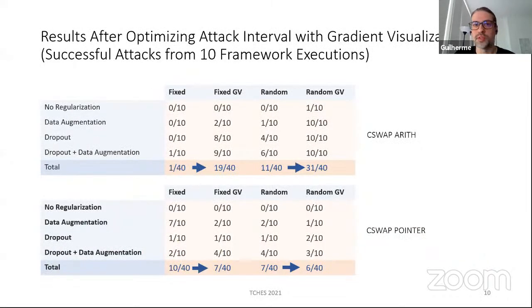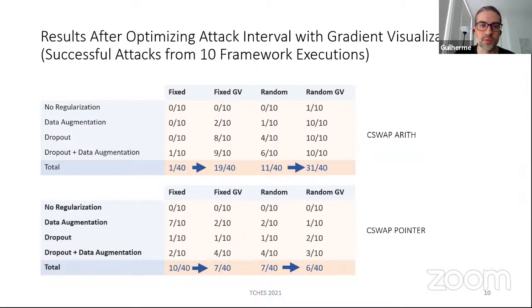So just a final slide here to summarize what we got. We tested many different scenarios. For each scenario, we ran the framework 10 times. And you can see that in some cases, we don't succeed at all, like when we have no regularization, for example. But when we add some regularization to the scenarios, we can sometimes succeed, sometimes we don't.